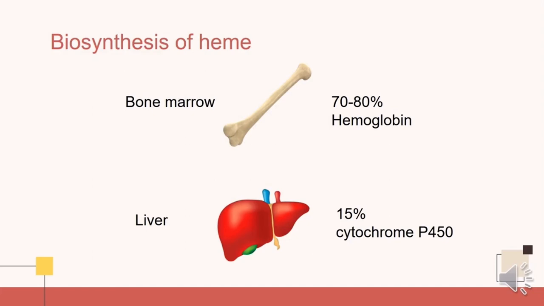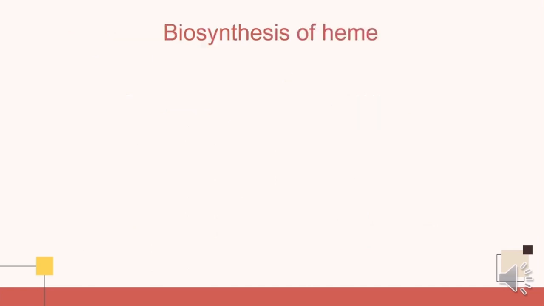The biosynthesis of heme occurs mainly in the bone marrow and the liver. In the bone marrow, about 70 to 80% of heme will be incorporated into the synthesis of hemoglobin, while in the liver, about 15% of heme will be incorporated into the synthesis of cytochrome. Now, the process of heme synthesis happens both within the mitochondria and the cytosol, and it requires multiple enzymes to catalyze the numerous steps. I'm going to go through each step of the pathway alone, and then we're going to look at the pathway as a whole.